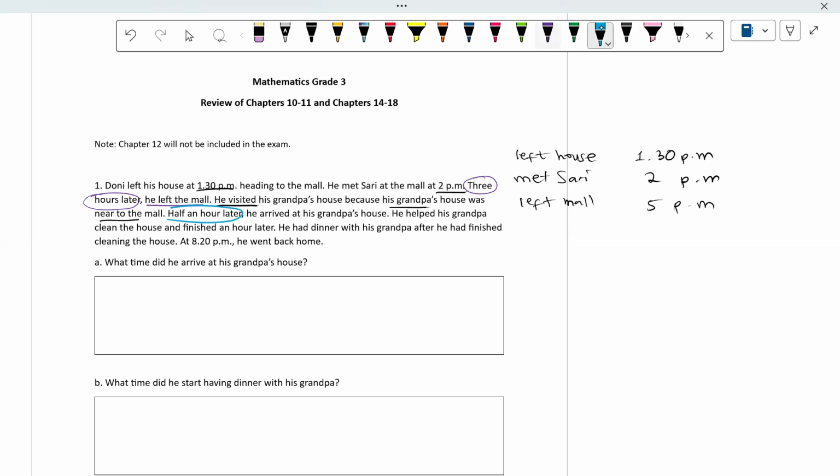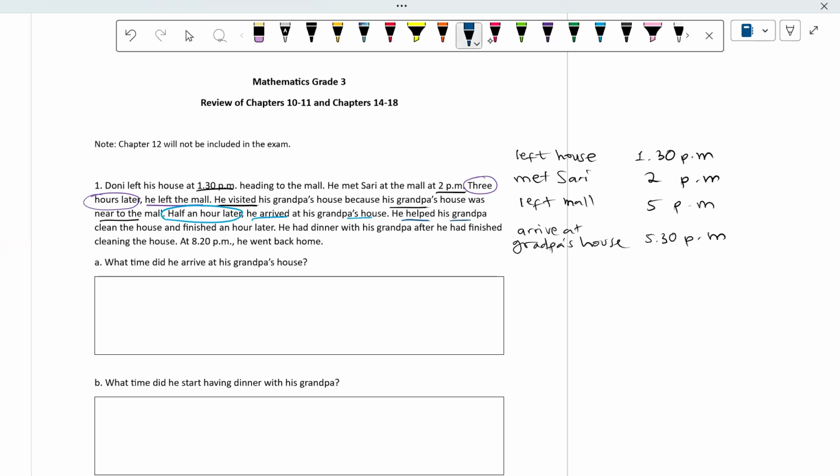Half an hour later, so after 5 p.m., half an hour later is 5:30 p.m. What happened at 5:30 p.m.? He arrived at his grandpa's house. So, arrive at grandpa's house at 5:30 p.m. All right.